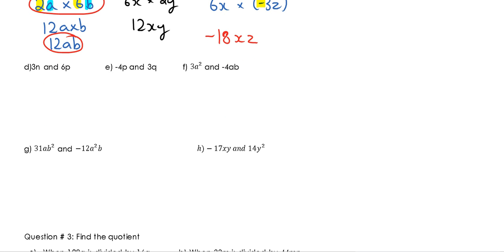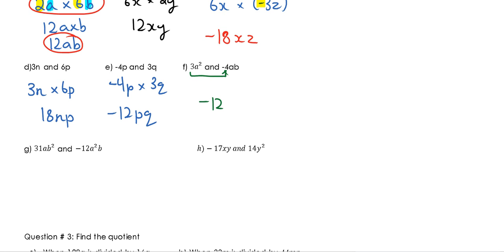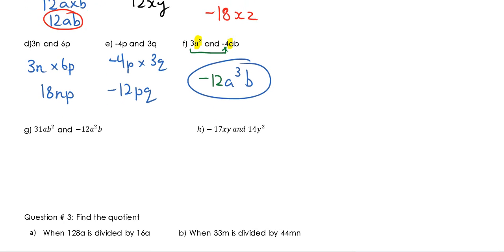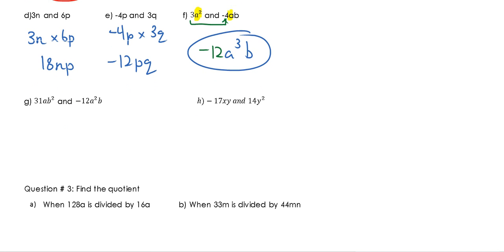All right, moving on. I have 3n times 6p. This will be 18np. The next one here I have negative 4p times 3q. This will be negative 12pq. And over here, I'm just going to do this in one step. 3 times negative 4 is going to be negative 12. Notice that I have two a's there and one a there, so that's going to be a to the power of 3 and 1b, so negative 12a cubed b. And once you get the hang of this, you should be able to do these questions a little bit faster once you've practiced this enough.